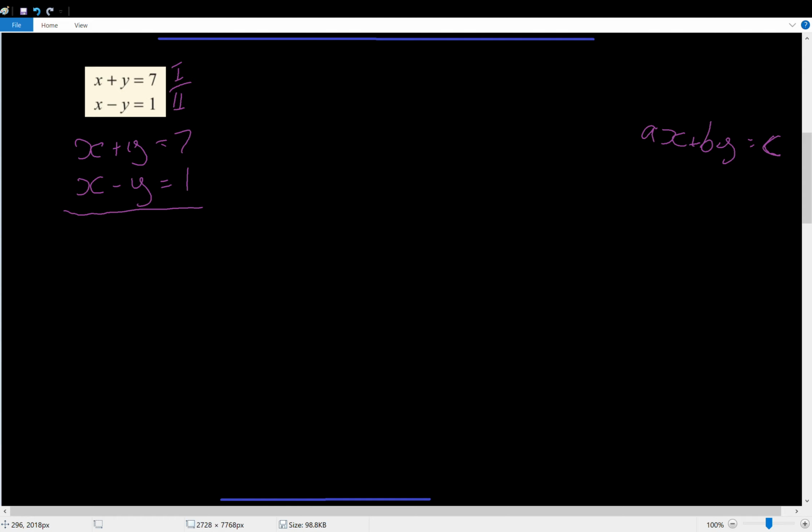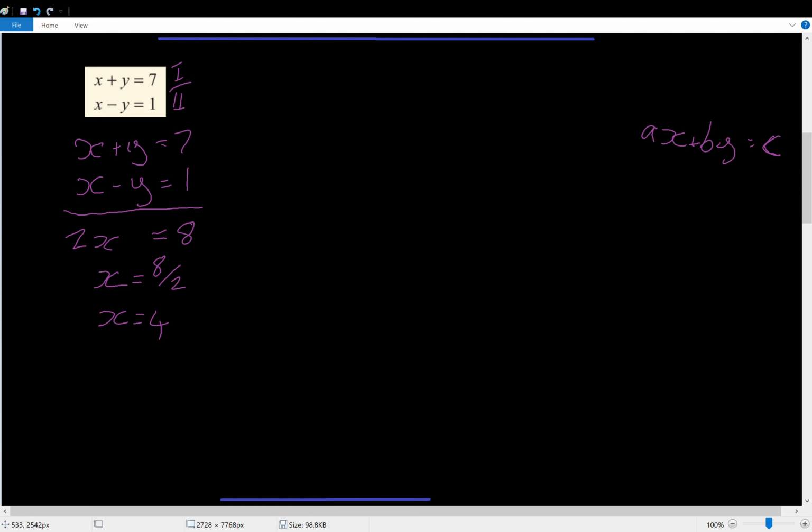So x plus x is equal to 2x. y minus y is equal to 0, so we don't need to write that. And 7 plus 1 is equal to 8. So now we have an equation with one variable: 2x is equal to 8. From here we can solve this to get a value for x. If 2x equals 8, then x is equal to 8 over 2. So x is equal to 4.